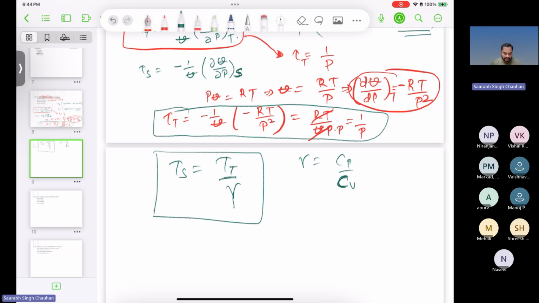Hello, is there any doubt in this formula? No, sir. Okay, it is discussed in the lecture and you can kindly go through that.